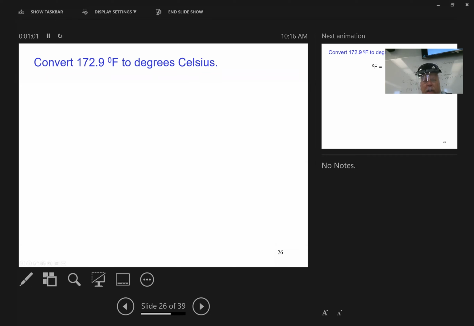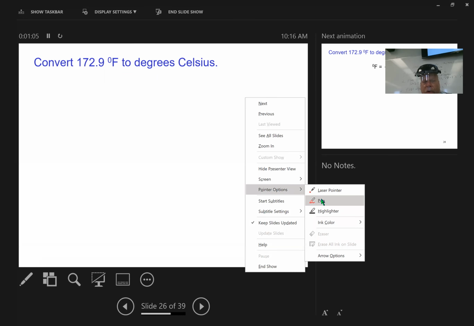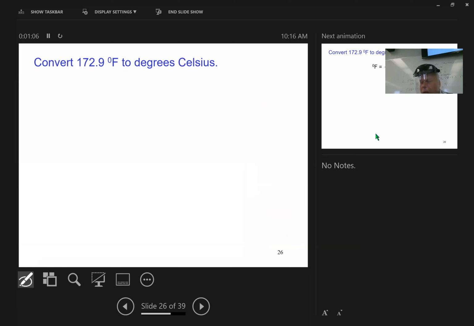So let's look at this as an example, and I'm going to do it with the pointer first, just so you can see where we're going with it. First, what is the first thing you need to do regarding converting Fahrenheit to degrees Celsius? Well, you got to use the conversion factor, okay? So essentially, the first thing is the conversion factor. Here, the degrees Fahrenheit is equal to 9/5 times degrees Celsius plus 32.